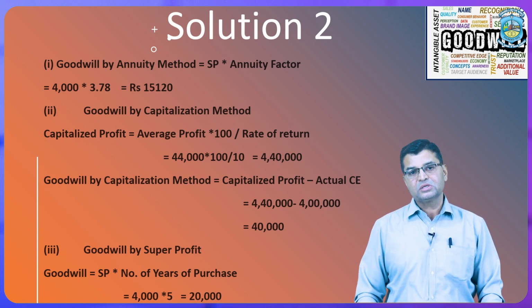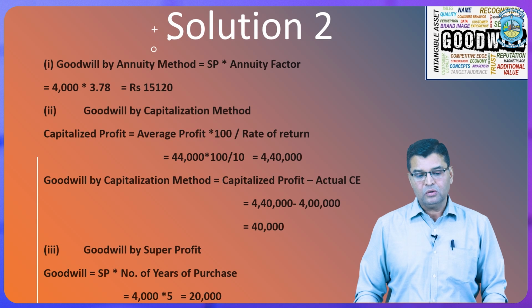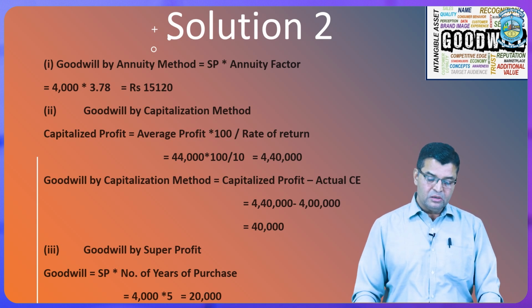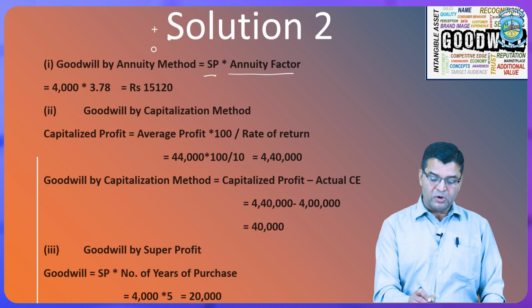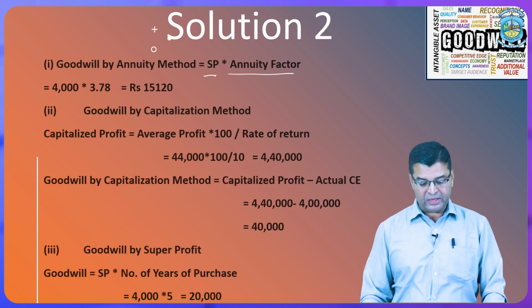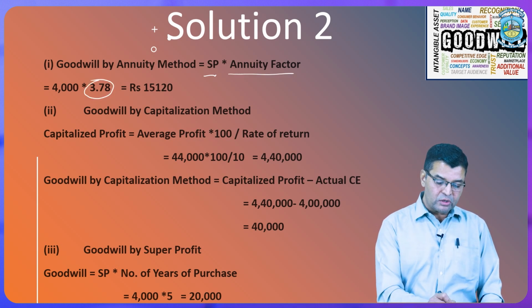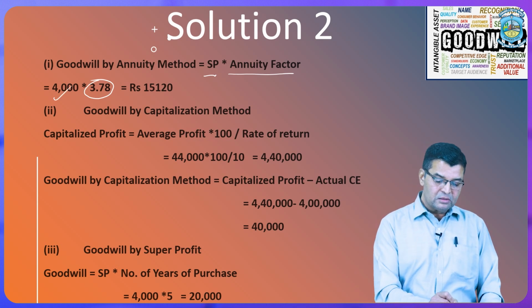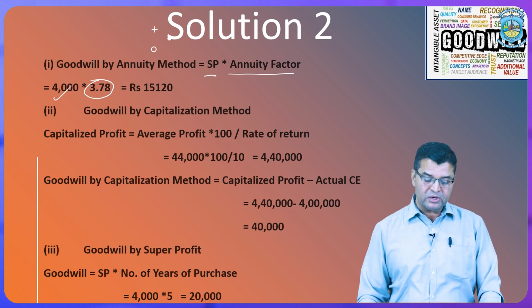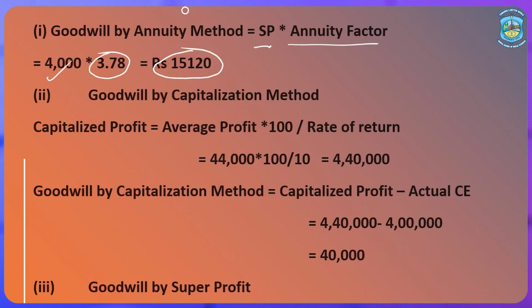The basic calculations we have already done. Now, according to the first method, goodwill by annuity method, the formula is super profit into annuity factor. The annuity factor has already been given in the question, that is 3.78. If we multiply this by super profit, ultimately 15,120 rupees will be the value of goodwill.